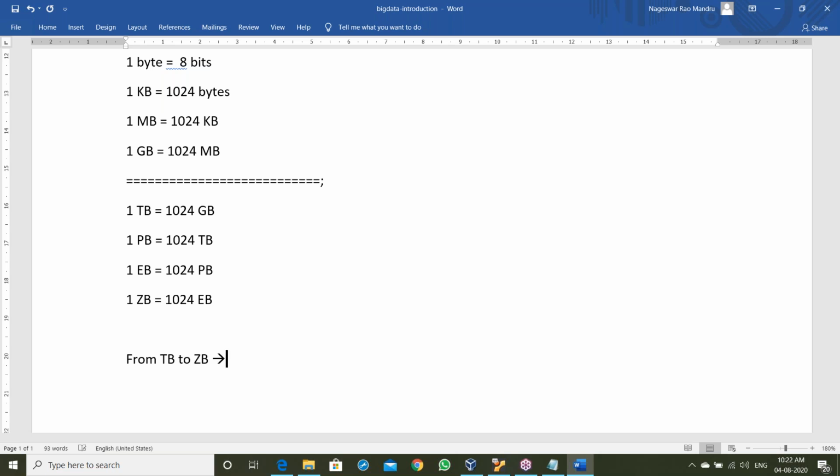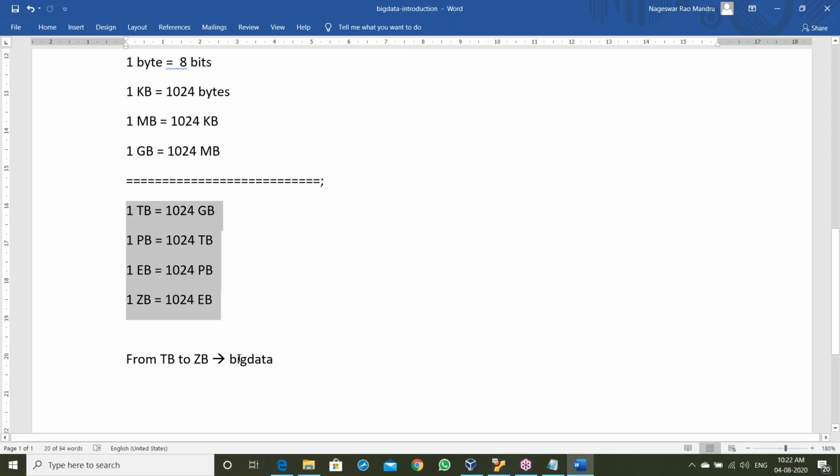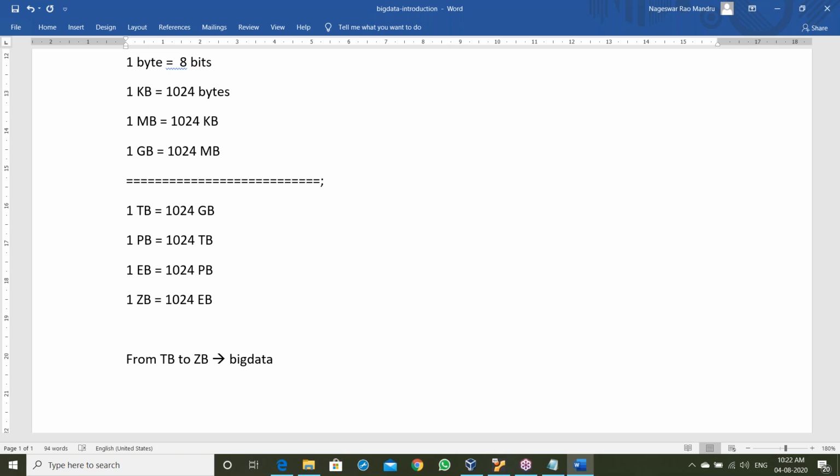Zettabytes, yes, it's big data. This range comes in big data: terabytes to zettabytes. This is what big data is, right?